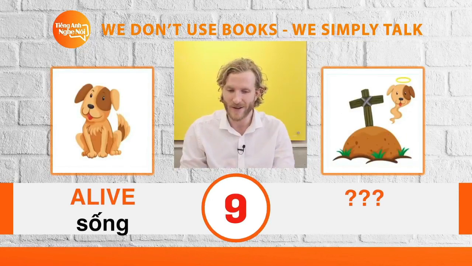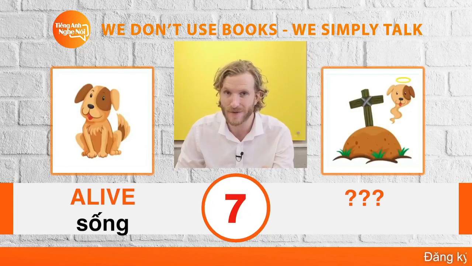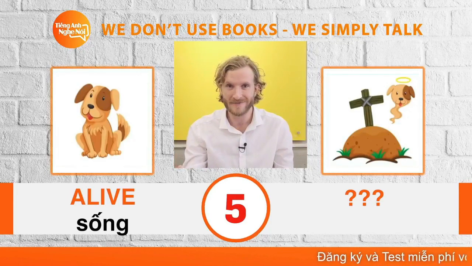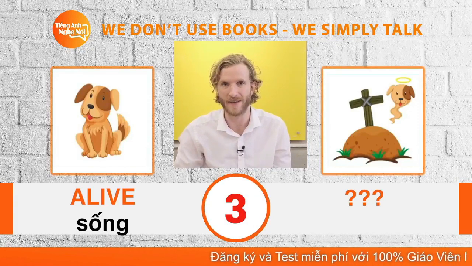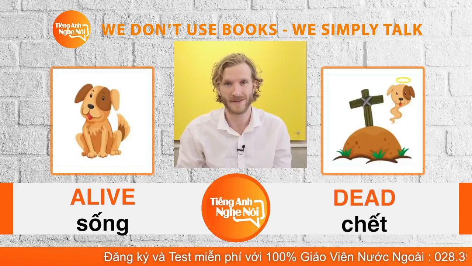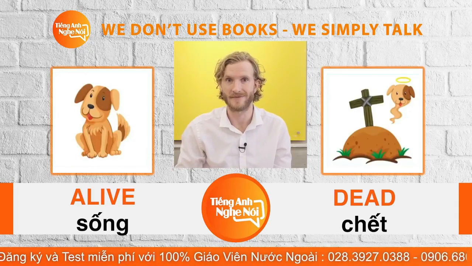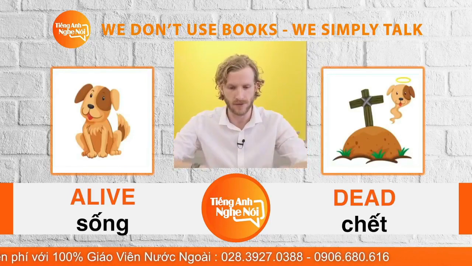Okay, so you can see on the left, the dog is alive. On the right, the dog is, what is the word? When something is not alive, it is what? Do you remember? First letter D. It's dead. That's right. So when something is not alive, it is dead.